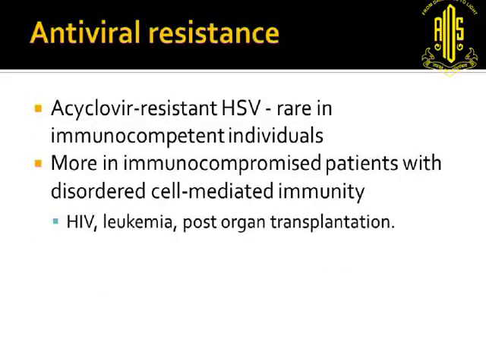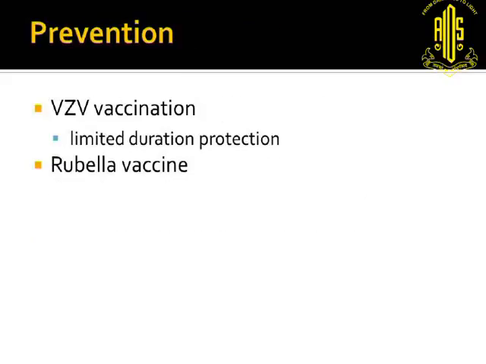Resistance is actually fairly rare in immunocompetent individuals, more of an issue in immunocompromised patients. And unlike other forms of uveitis, actually this is one place where vaccination probably has a role. Just like we saw the reduction in Fuchs after the introduction of the rubella vaccination program.